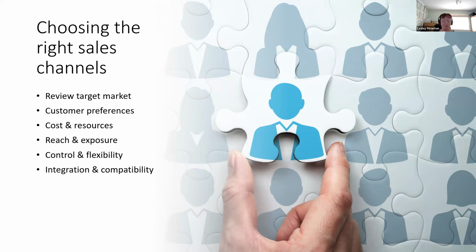So let's go off and review the target market, look at our customer preferences, remember the strategy, look at the intermediaries that you would have, and look at the integration and comparison of those sales channels. So select a sales channel decision that includes the nature of your business, your target market, the type of product, and the competitive landscape. And so here are some considerations to keep in mind.